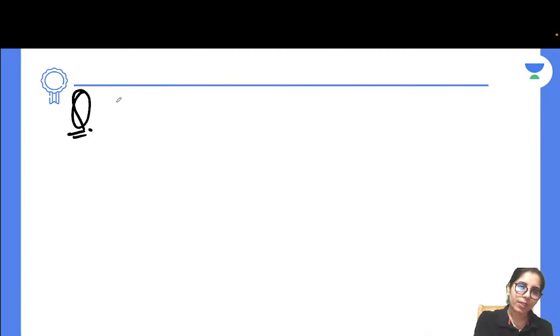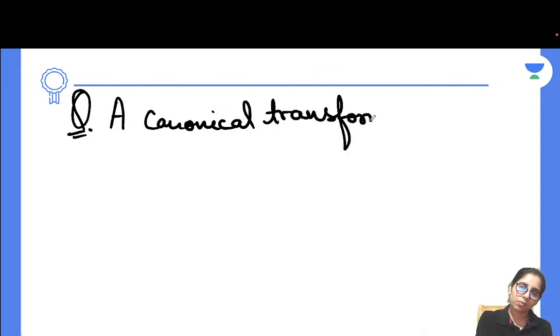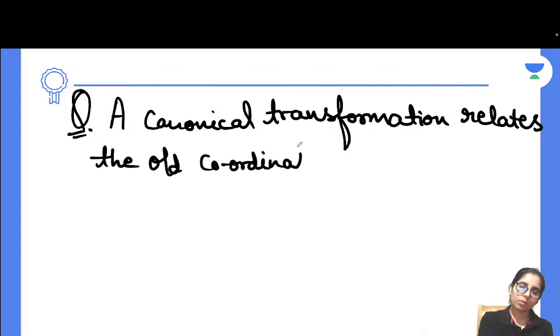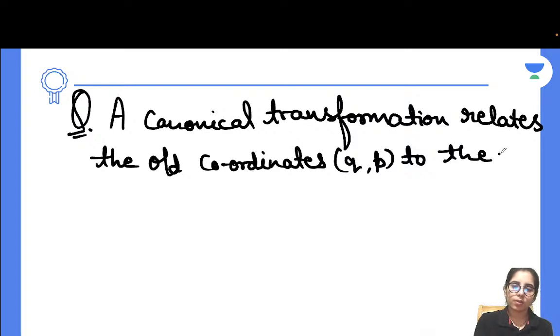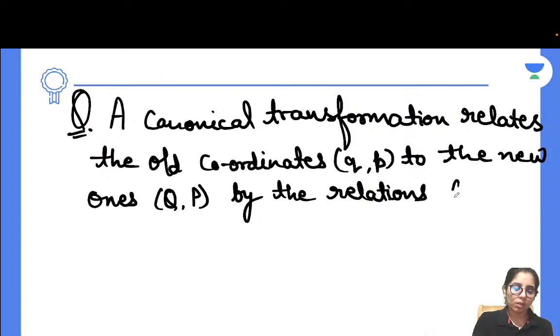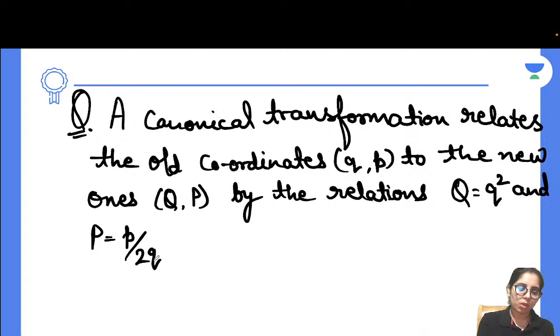A canonical transformation relates the old coordinates, which are small q comma small p, to the new ones, which are capital Q comma capital P, by the relations capital Q is equal to small q square and capital P is equal to small p divided by 2 small q.